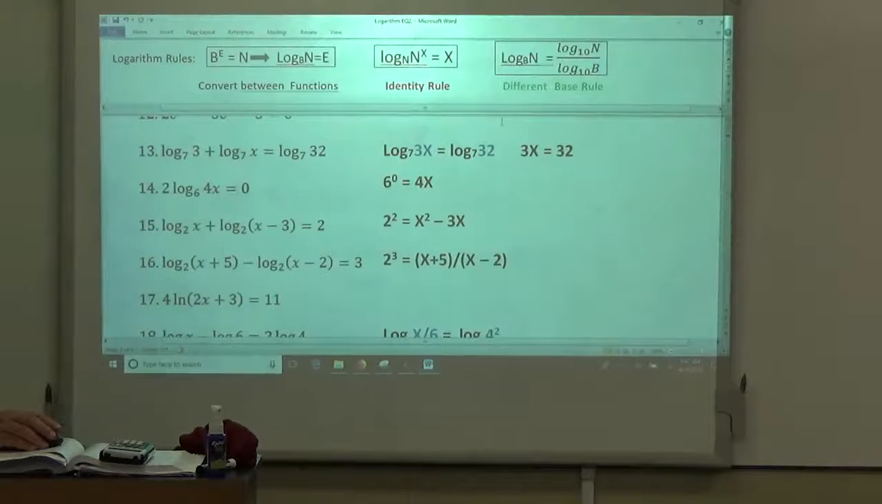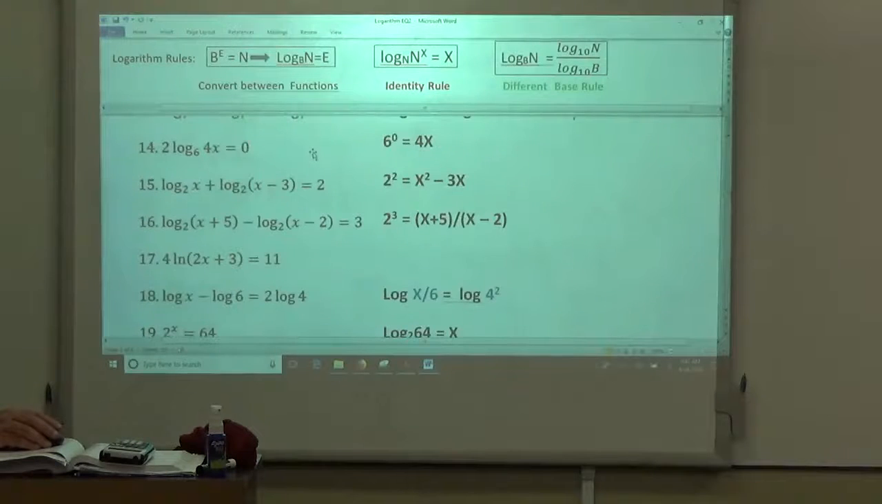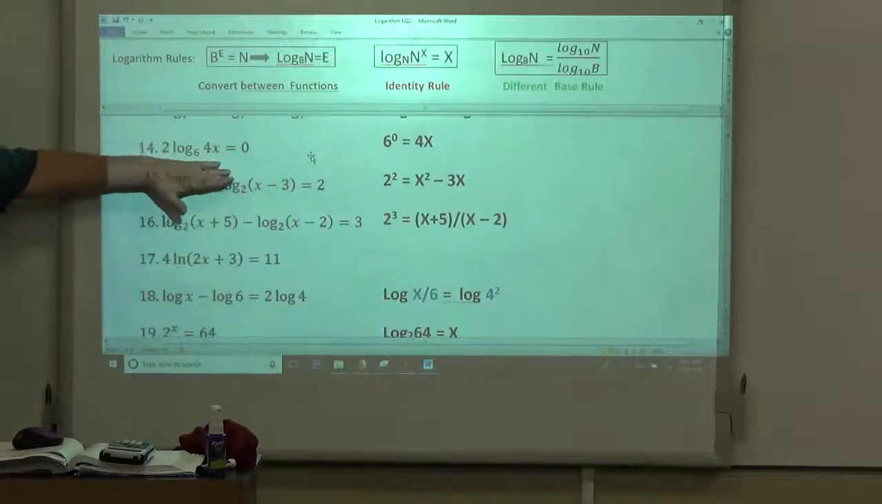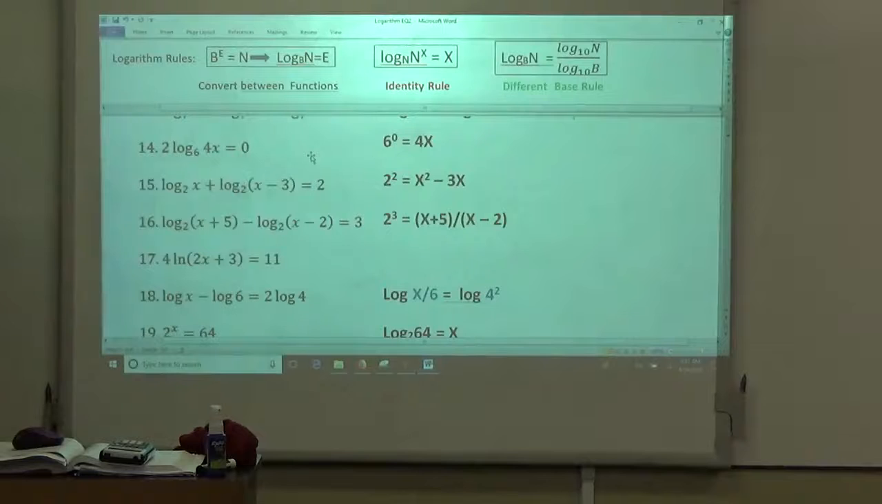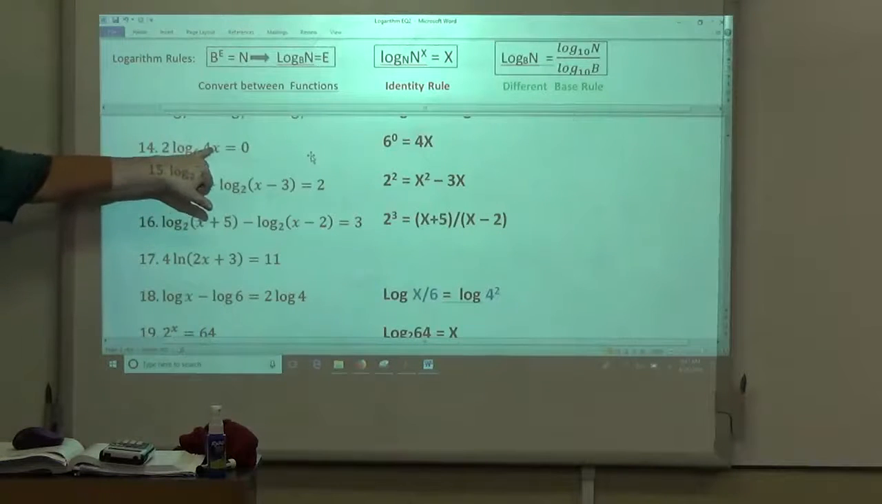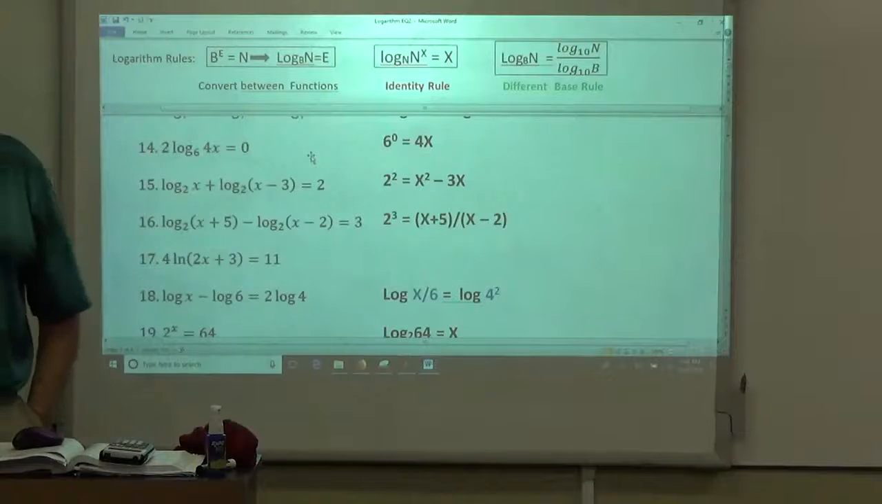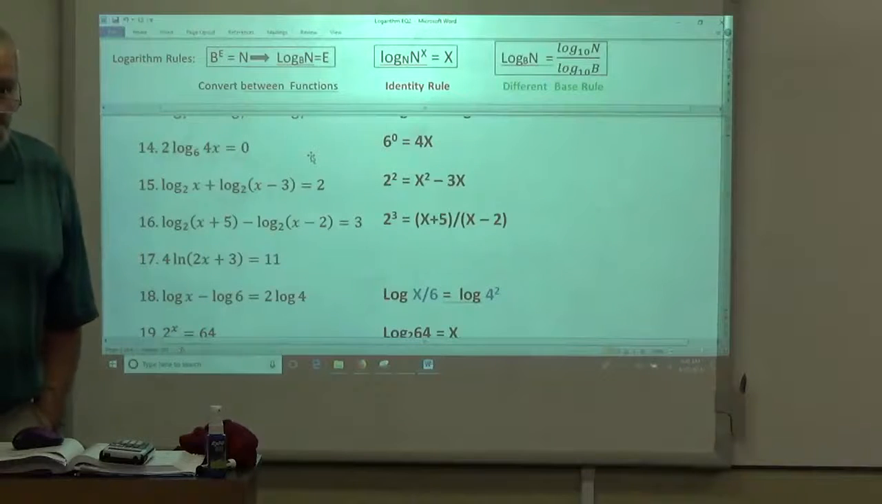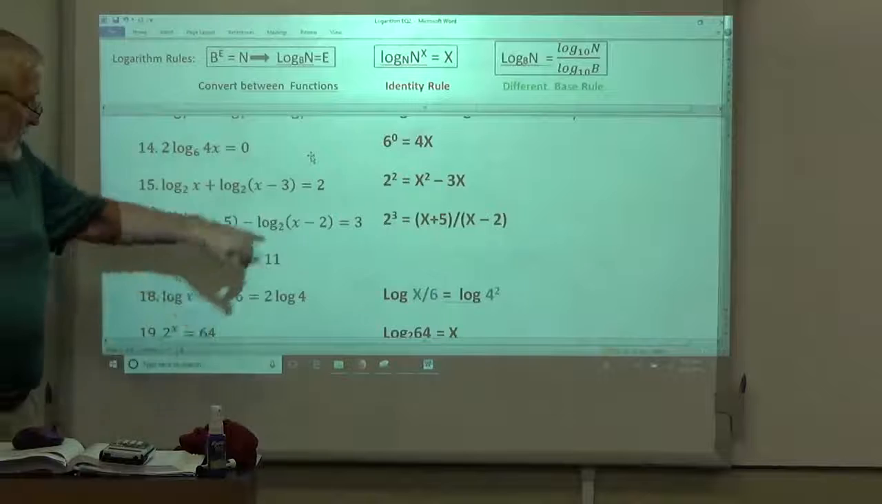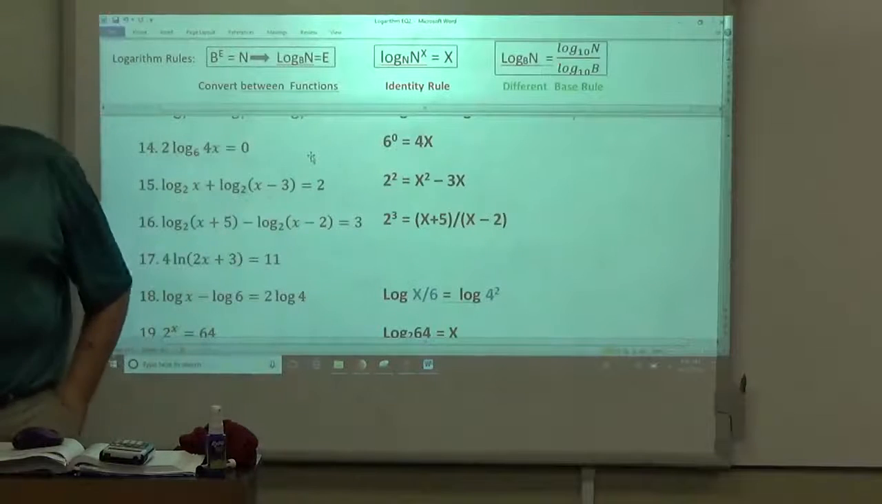Now, all right, this one here. See that 2? I divide both sides by 2. Get rid of that. Now, I have log base 6 of 4x. So this says 6 to the 0 power equals 4x. That's changing the logarithm back to an exponent. Now, anybody know what 6 to the 0 power is?